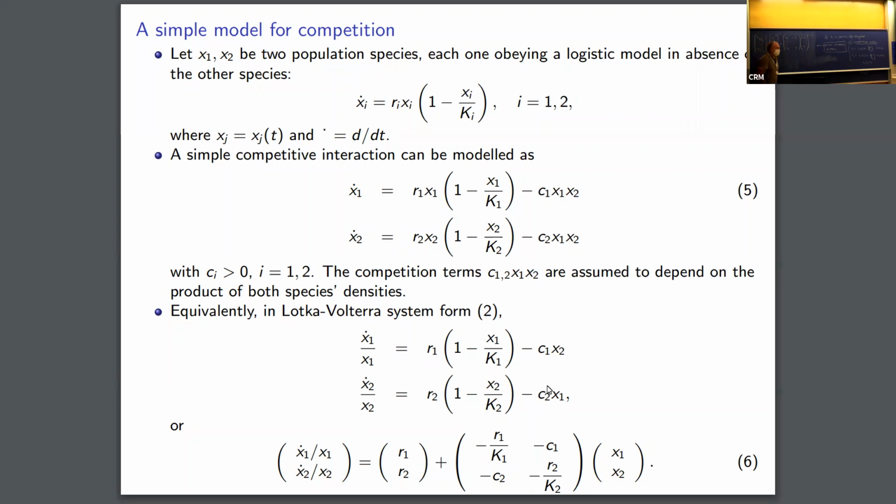Tell me, the diagonal elements of the matrix. Aren't they minus R1 over K1? Yes, because you divide by x1, so this is the constant part. Okay, sorry, and this is minus. You are totally right. I don't really care about this because in order to classify, it is not important. So the terms which are out of the diagonal are negative, so we are competing. We already know it.